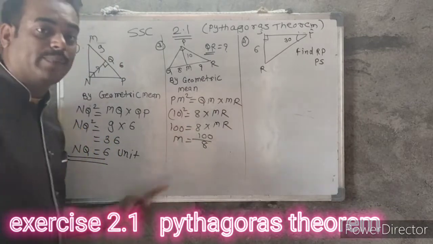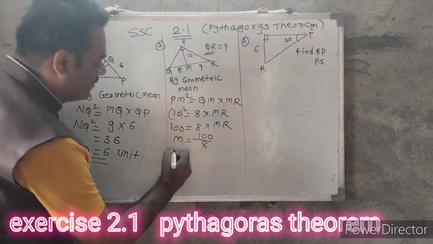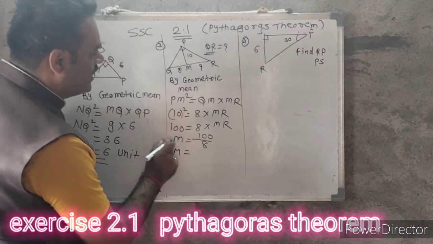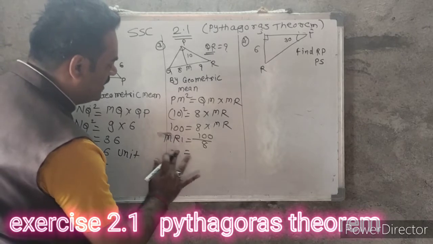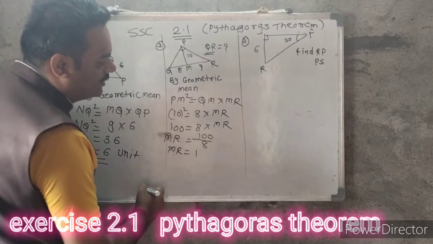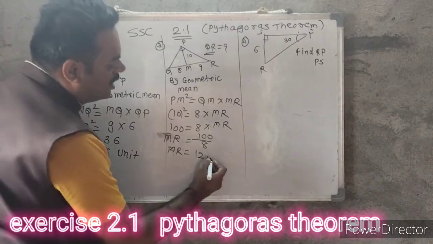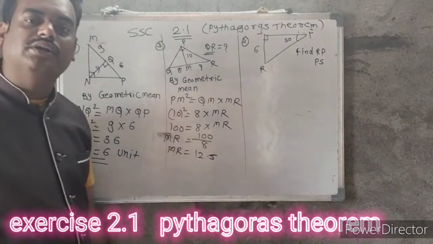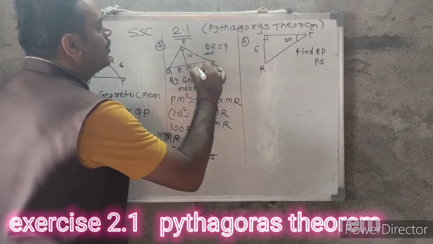The 8 which is multiplied here, when it goes to the other side, what does it become? It becomes divide. So here MR is equal to 100 upon 8, which means what? 8 ones are 8. Okay. 2 remains. 8 twos are 16. 4 remains. 8 fives are 40. So what is the answer? 12.5. So MR becomes 12.5.